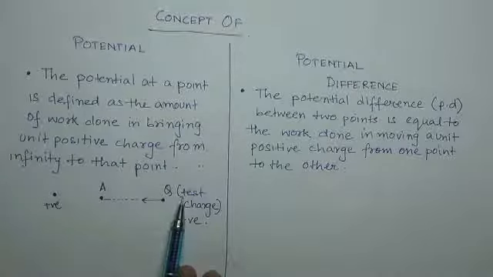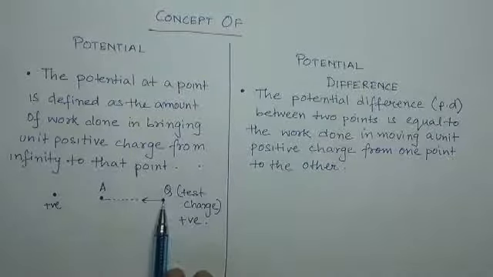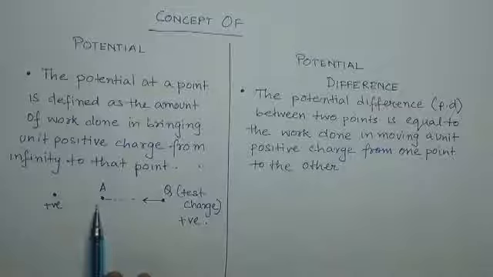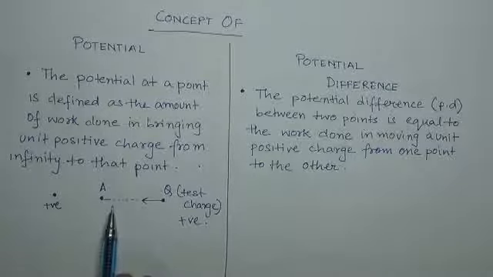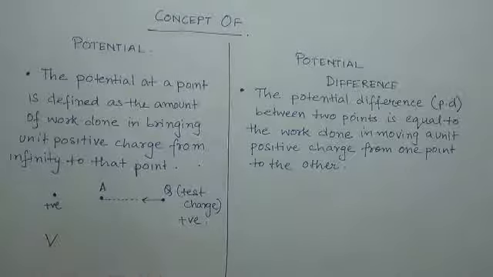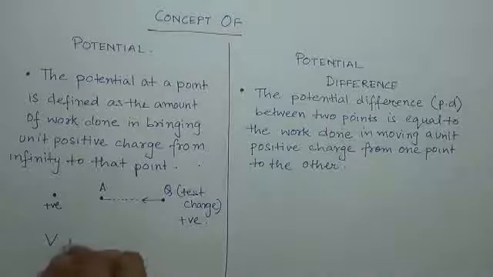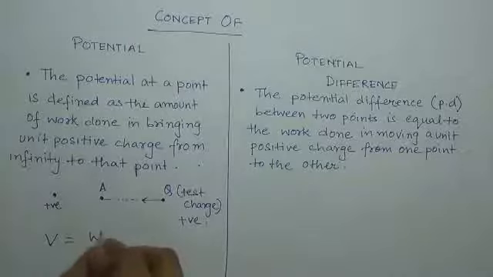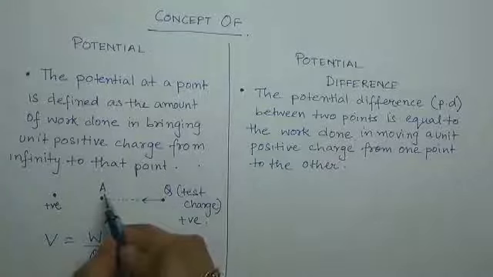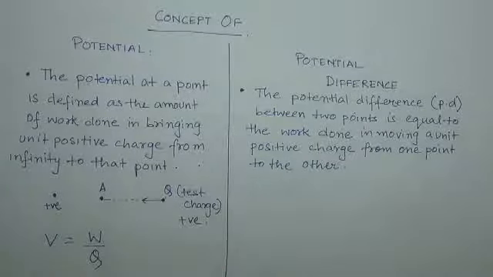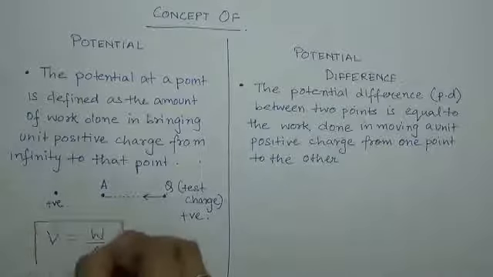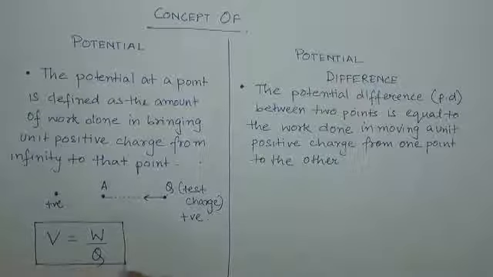So there will be a force, and when we are bringing this charge Q from infinity to this point, there's a displacement as well. There's a force and there's a displacement, so there will be work done. So what we say about potential, it is denoted by a letter V. V is equal to work done in bringing a test charge Q from infinity to this point A. Clear? So we get the formula for potential, V is equal to W by Q.